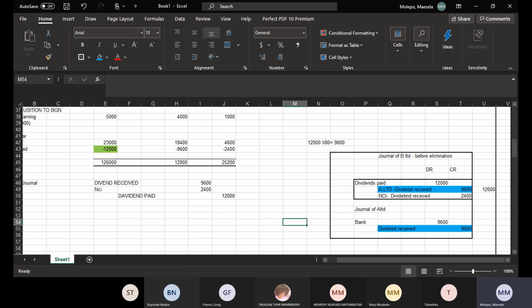And then another question from anyone before we proceed further to Example three, when the dividend is declared by the subsidiary and then there is a provision made. Are you still able to see my sharing? Because it tells me that it's paused. Can you still see my Excel? Yes. Okay.